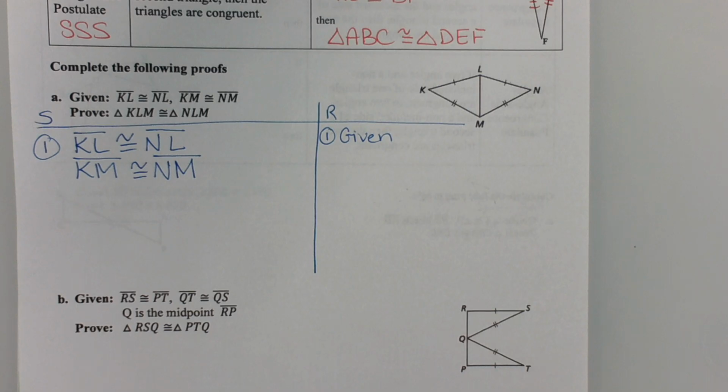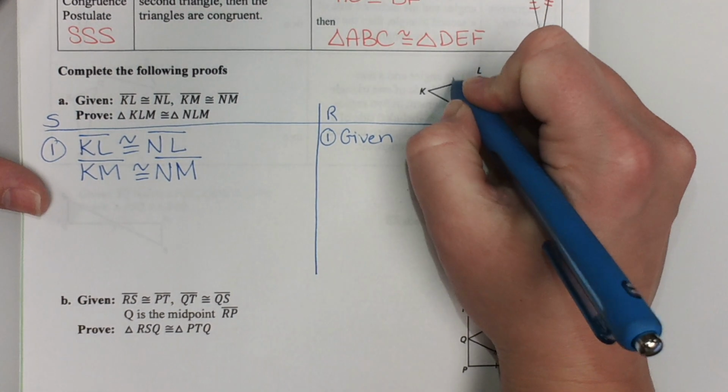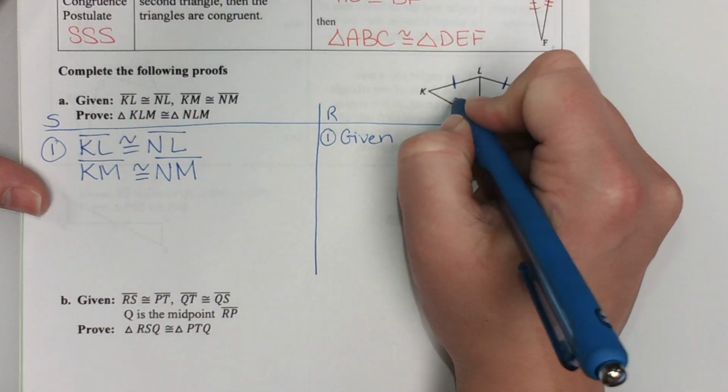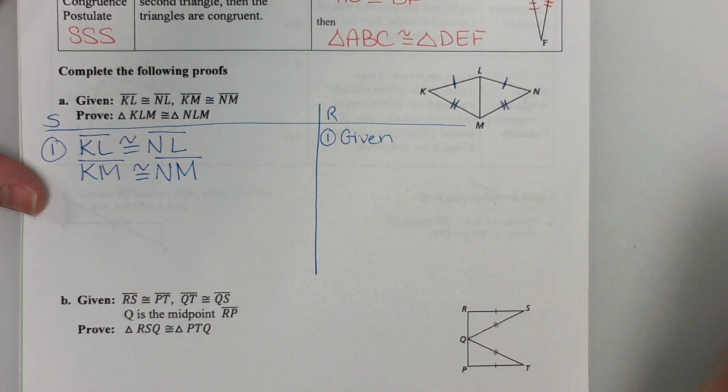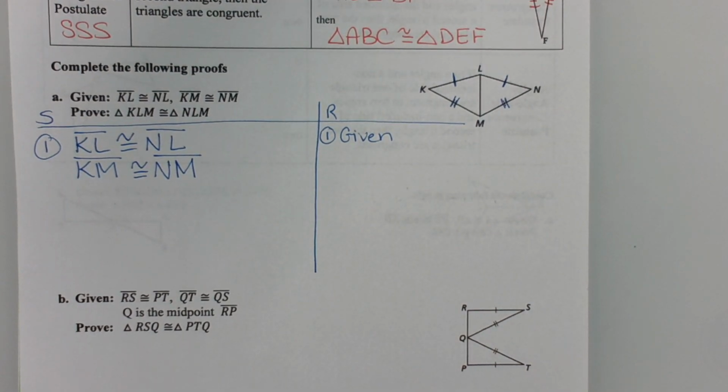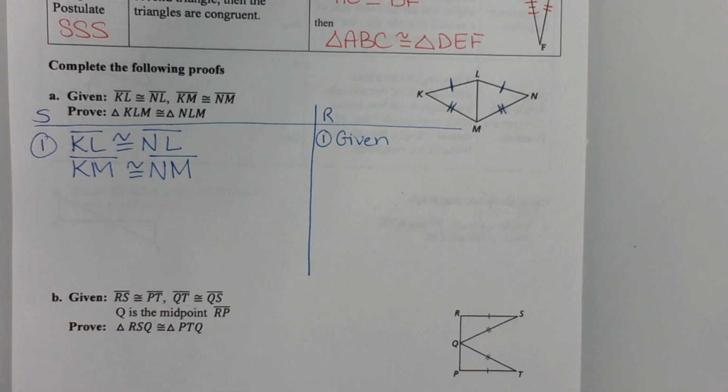Didn't they kind of do that for us? Yeah. That was kind of them. They already marked KL and NL and KM and NM. How many congruencies do I currently have in my proof? Two. How many do I want? Three. Three is what we're going for. Side angle side and side side side both require three congruences. So I need another one.